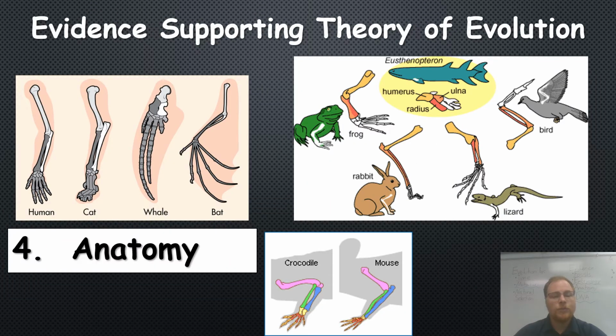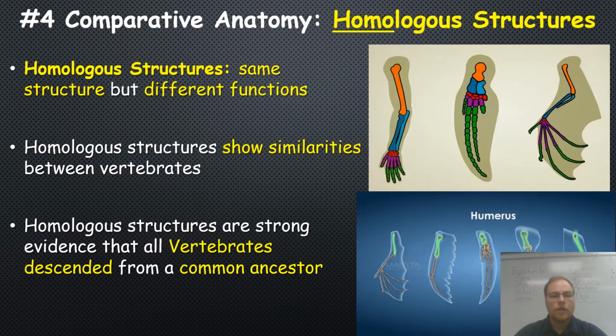Now, the next piece of evidence we're going to be talking about that supports the theory of evolution is anatomy, specifically comparative anatomy, where you can compare a crocodile, let's say, to a mouse. And they're very different, but the skeletons are very, very similar. If you look, they both have kind of the same similar bones, even though they might be different in size. Now, in the case of the crocodile and the mouse, that was something called a homologous structure, where they have the same structure, but different functions.